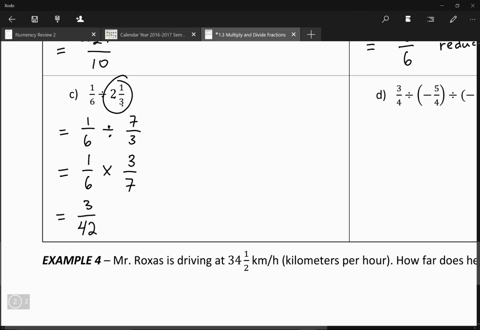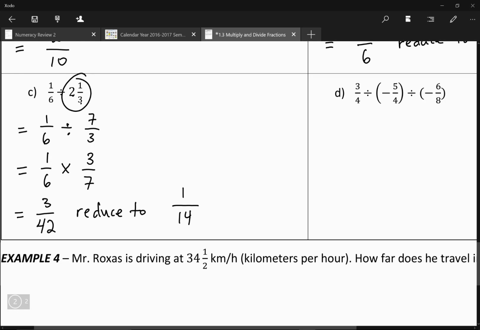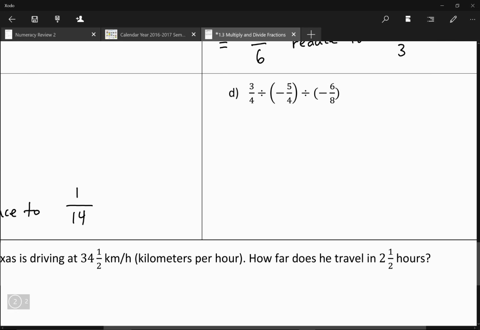Okay, and then check if you can reduce that, and it turns out you can. If I divide both the top and the bottom by 3, this will reduce to 1, and 42 divided by 3 is 14. Okay, what about this?